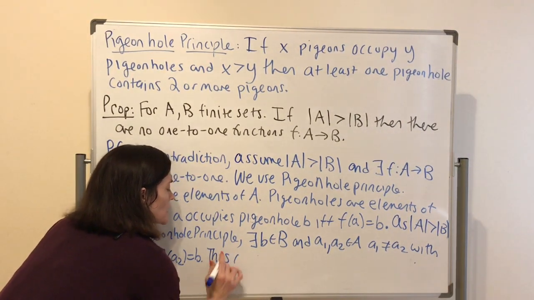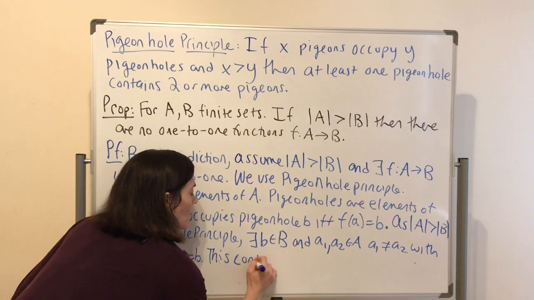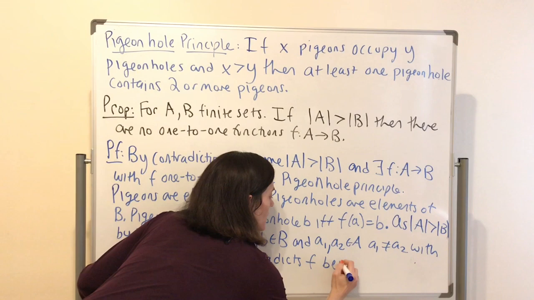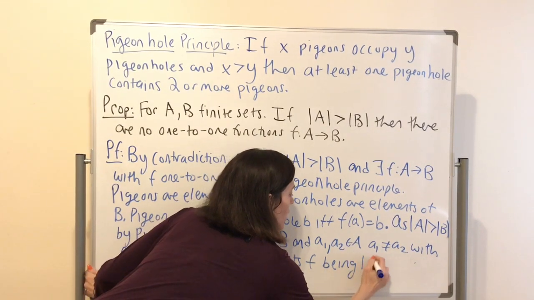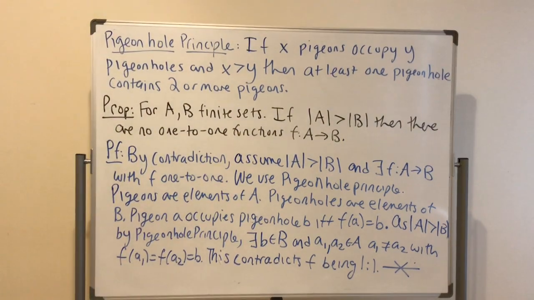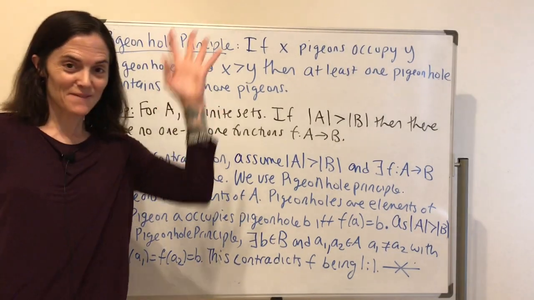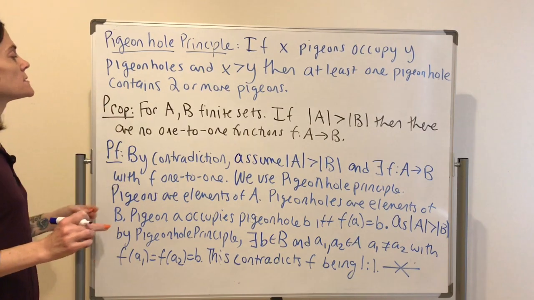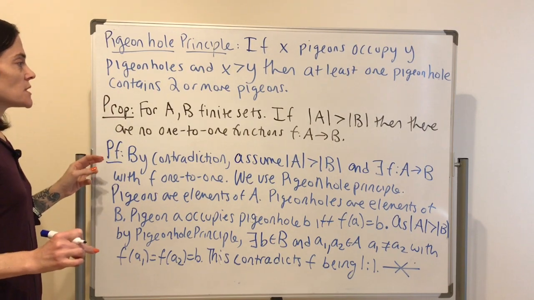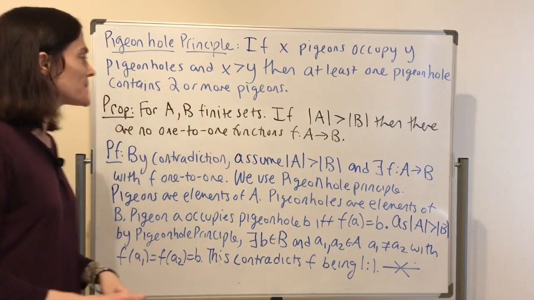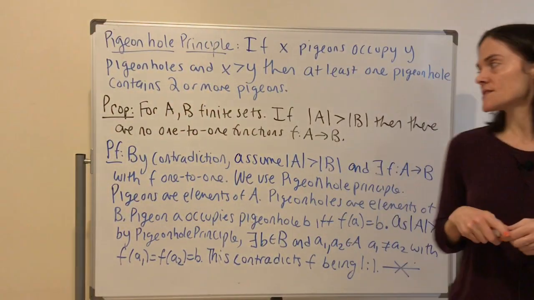I'll say this contradicts f being one-to-one. Okay? So therefore, I was just making sure that I didn't mess up the video when I tripped over my microphone. So therefore, we have proved this. We reached a contradiction, so we have proved if the cardinality of A is bigger than the cardinality of B, there are no one-to-one functions from A to B.